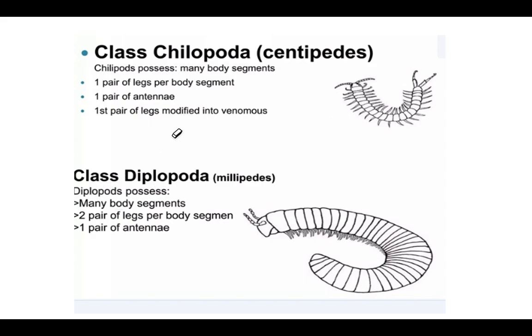The other class is said to be class Diplopoda. These ones are said to be millipedes. Most of these are vegetarians, whereas the centipedes are carnivorous. They possess many body segments, with two pairs of legs per body segment. If we look at the legs, they are more like in pairs in form.